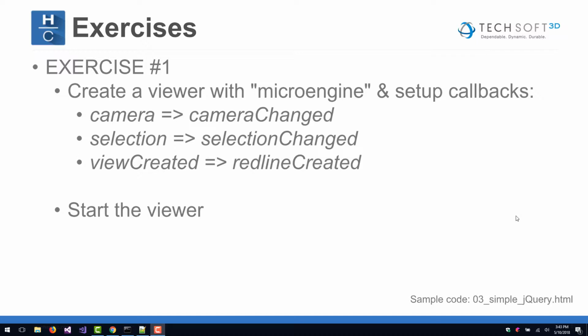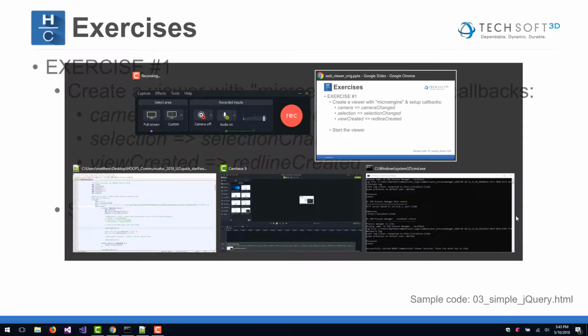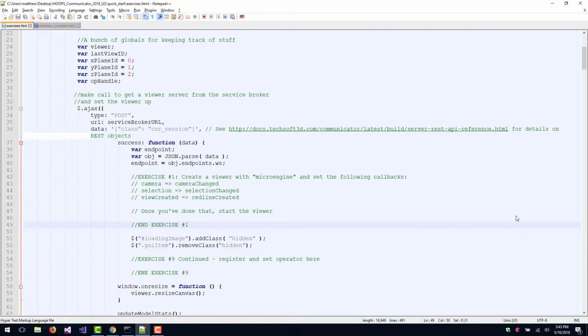In the first exercise, we're going to create a viewer and load the micro engine model. Then we'll set up some callbacks for the camera, selection, and view created events. Finally, we'll go ahead and start the viewer. So let's jump over to Notepad and take a look at the code.